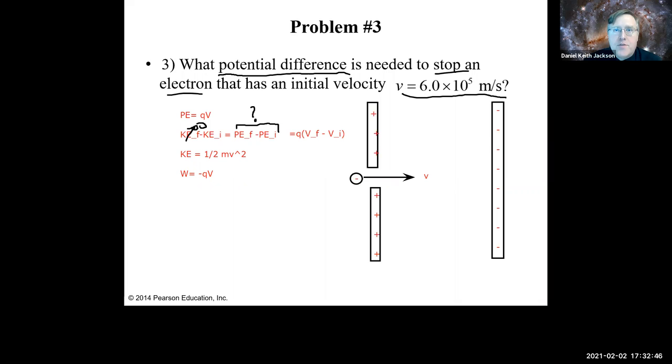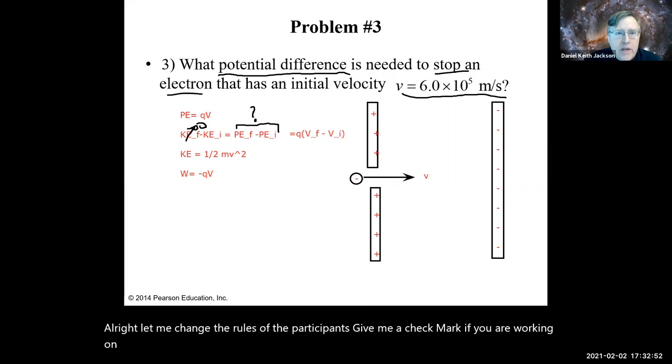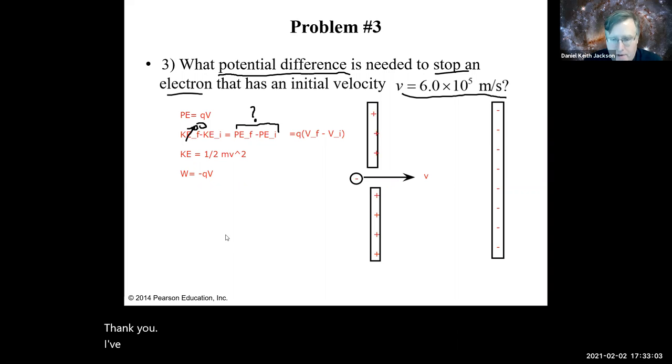All right, let me change the rules of the participants. Give me a check mark if you are working on it. Give me an X if you are waiting for somebody else to come up with the answer so you don't have to. Okay, thank you. I'm going to clear the feedback. Give me a check mark if you're done. All right, so I have about six or so.